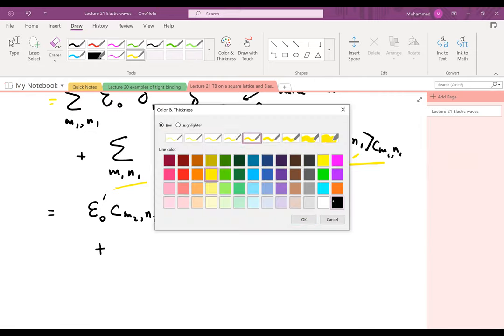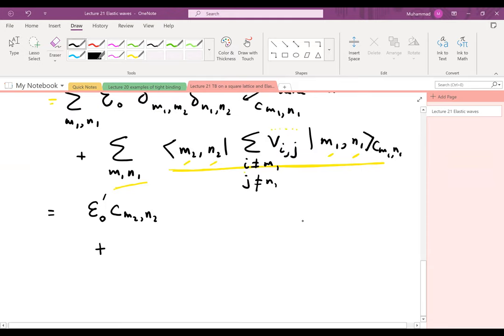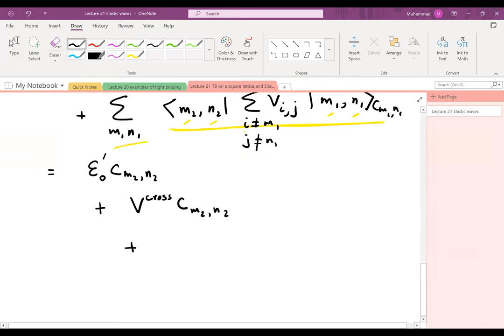So I could do the following. I could pick out that particular term. Let's call it V cross. And then since my M1 is the same as M2 and N2 is the same as N1, I have a Kronecker delta, I just sum over M1 and N1, and I get another term of this kind. And I'm left with terms in which M1 is not the same as M2 and N1 is not the same as N2. The others really means that I have a term of this kind.